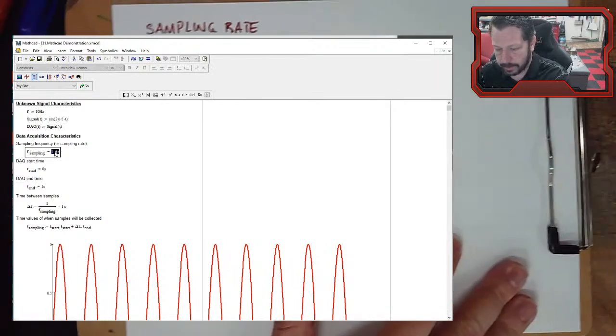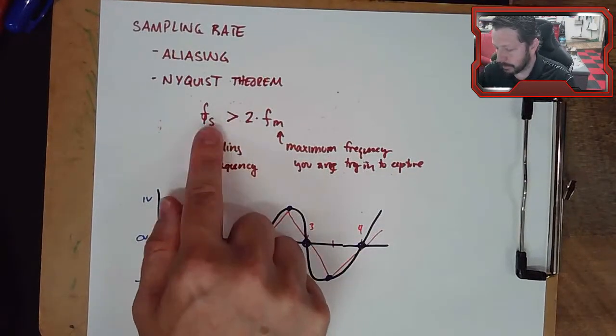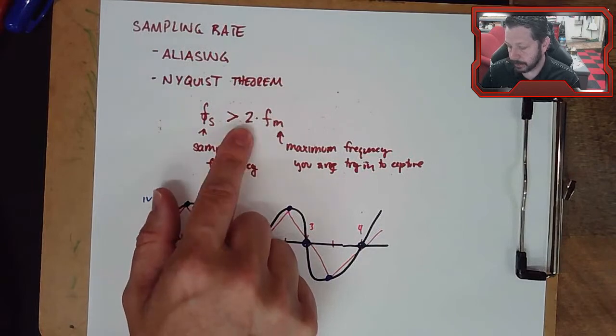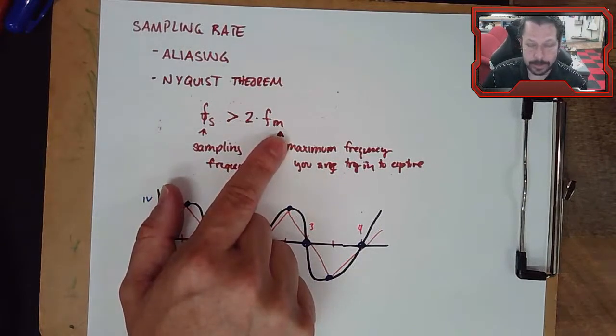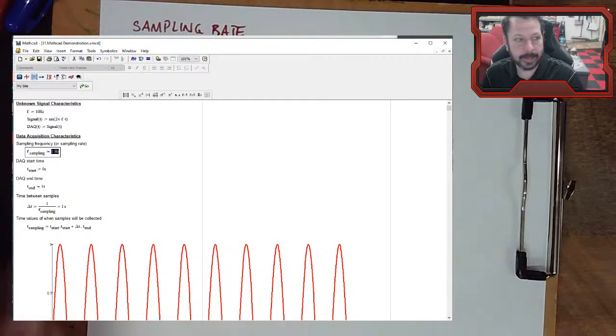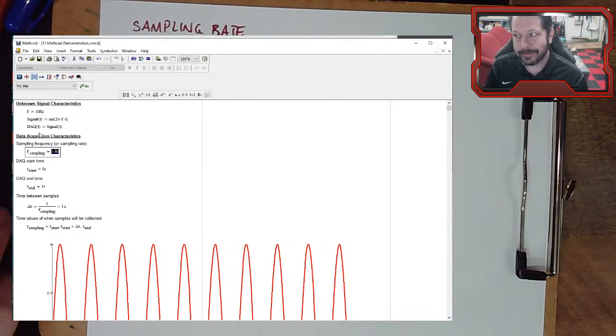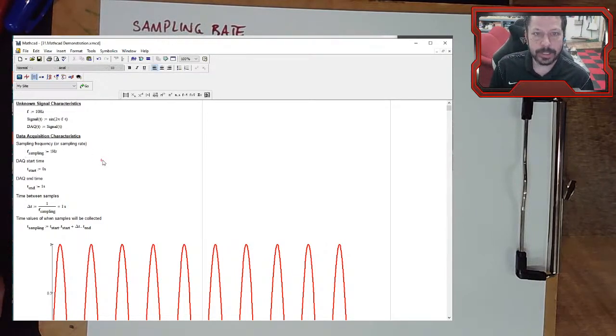So first of all, that doesn't follow our rule here. Our sampling is supposed to be greater than 2 times our frequency. So I should sample at greater than 20 hertz if I have a 10 hertz signal I'm trying to capture. So one thing here is that you kind of have to have an idea ahead of time what is the maximum frequency you're interested in to know what to sample at.